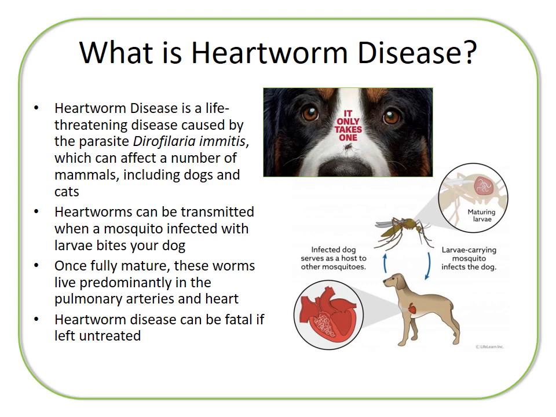Heartworm is a life-threatening disease caused by a parasite which can affect a number of mammals, including dogs and cats. Heartworm is transmitted by everybody's favorite spring and summer pest, the mosquito. Heartworm gets its name because in the later stages of the disease, the worms will live predominantly in the pulmonary arteries and the heart. If left untreated, heartworm disease can be fatal.